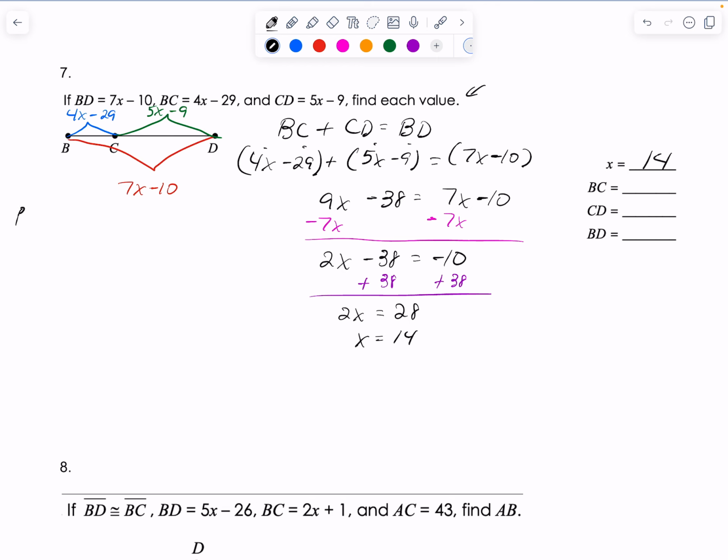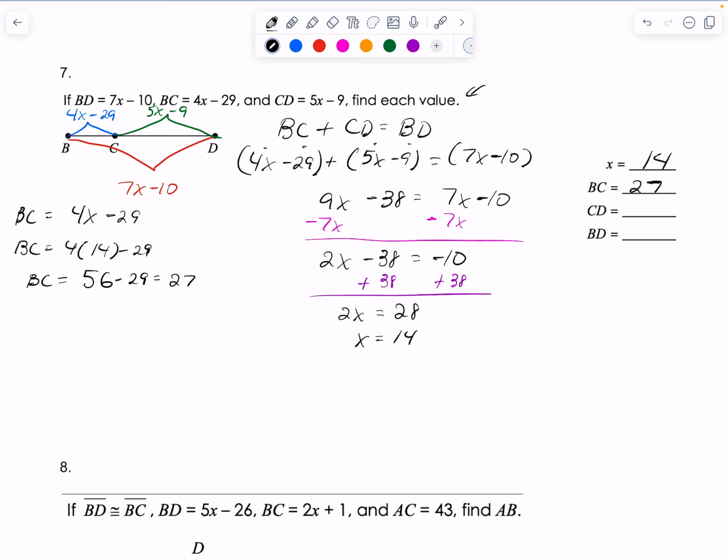So I'll do a little work here for BC first. BC was the same as 4x minus 29, so I'm going to plug in 14 where it says x. 4 times 14, when you multiply that, that's going to give you 56. And we subtract 29, that's going to give you 27 units. So length of segment BC is 27 units.